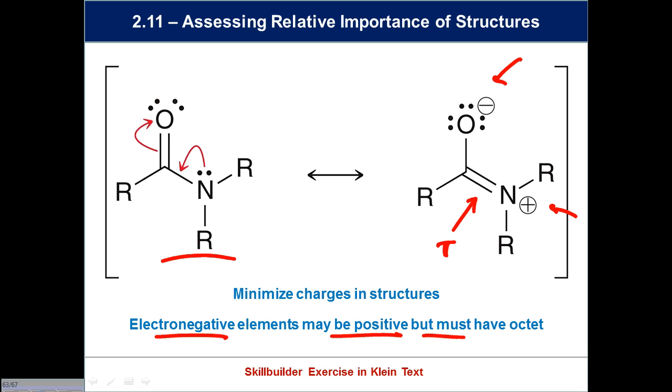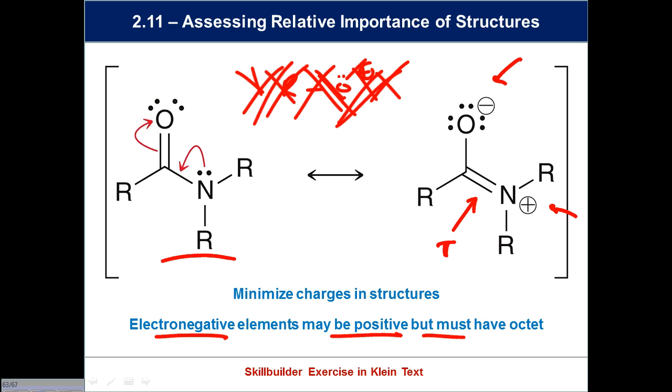But you will never see something like this. You will never see O with 6 electrons and a positive charge. That just doesn't happen. That is horrible. That is illegal. Let's just get rid of it. You can't have a 1-bonded oxygen with a positive charge because it's so electronegative it will never allow that to happen. 3 bonds, yeah, because it's got an octet. You'll never see oxygen with 6 electrons.